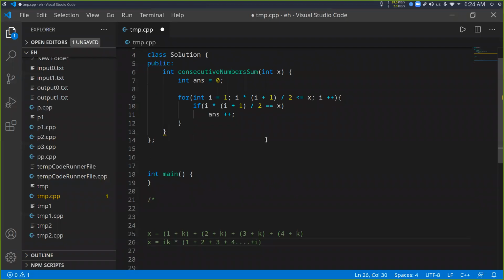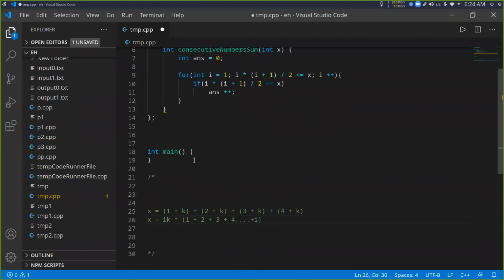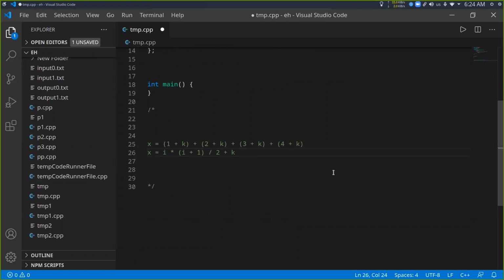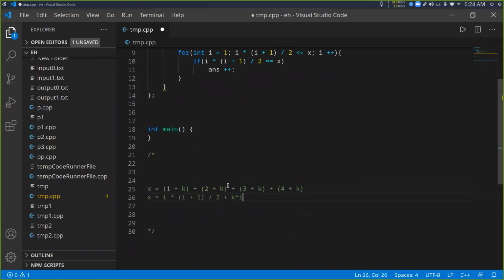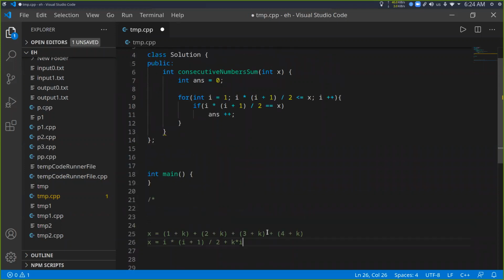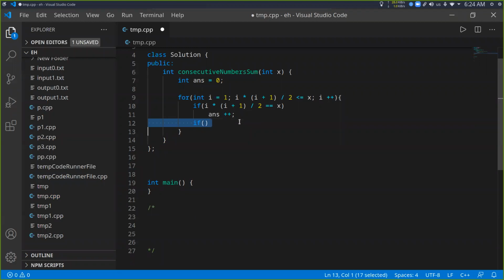So what I'll do here is that I want to make sure that k is a divisor of the difference between x and this sum. So again here we have some sum, x equals i times (i plus 1) over 2 plus some k multiplied by i, for example. So I want to make sure that k is divisible by x, right? So what I'll do here is that I'll get the difference. Let's make it in the same if here.